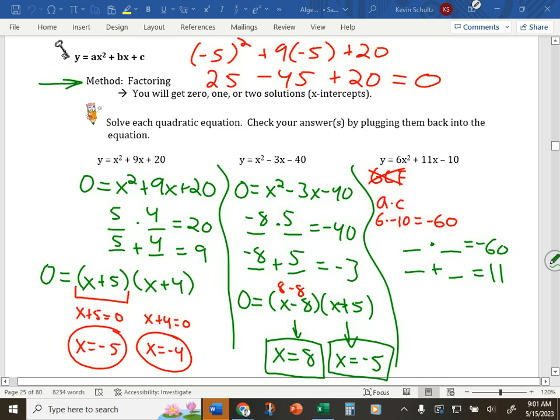Maddie. Can I say it? Sure. 4 and 15. 4 and 15 would give us +19 if we added them. Sorry. Negative. 15 and negative 4, right? It's not negative 15 and positive 4, because that's negative 11. We need positive 15, negative 4.